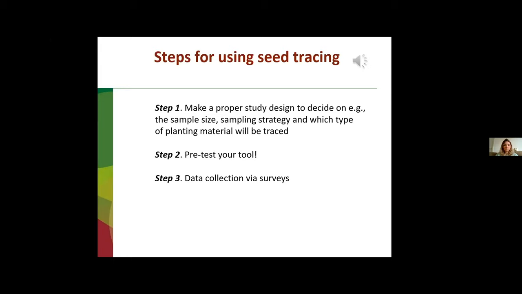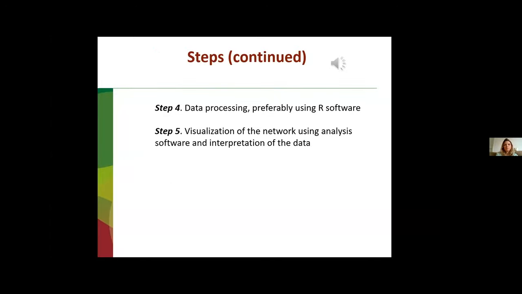As with any research, a seed tracing study starts with a proper research design where you decide on the sampling size, strategy, what type of planting material will be traced, the time frame, and so on. It's also very important to pre-test your tool to make sure that it works the way you designed it, and that whatever you had in mind is actually possible. The data can be collected via surveys, and as I mentioned, it's easiest to do it digitally. When all data is collected, the data can be processed, preferably using RStudio software. And with this software, you can also visualize the network and start interpreting your data.